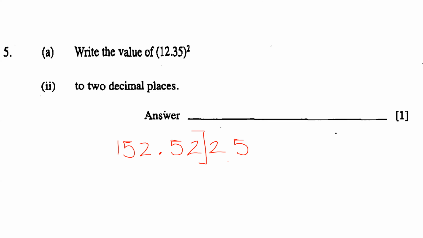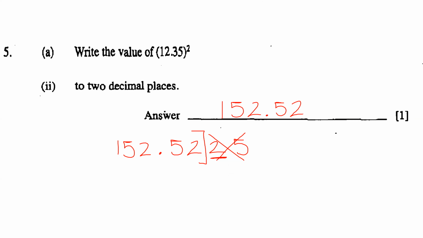Now we evaluate the number behind this two, which is two. Two is less than five, so we're not going to add 1. We just leave it and eliminate these two numbers, because 2 is less than 5, so we cannot round up. So it's going to be 152.52. And so that is 12.35 squared to two decimal places.